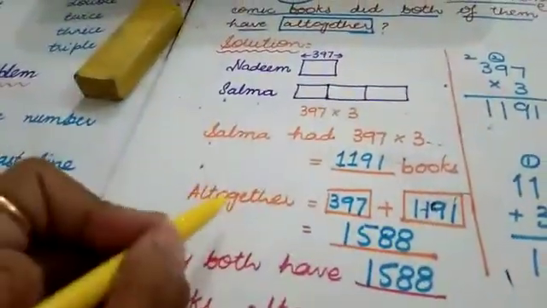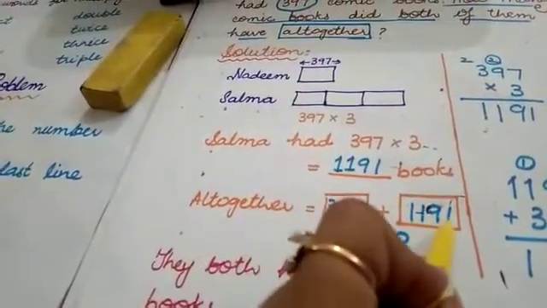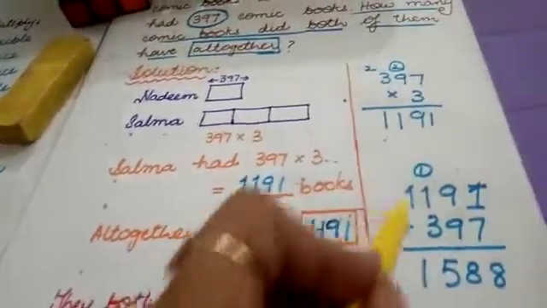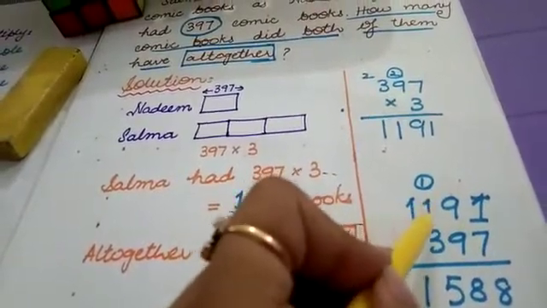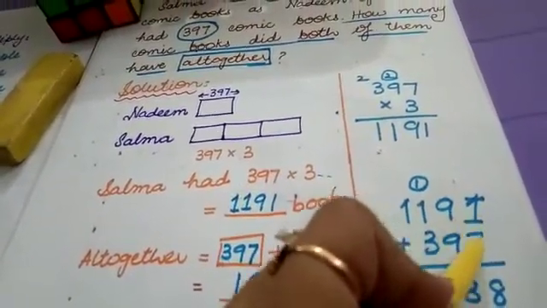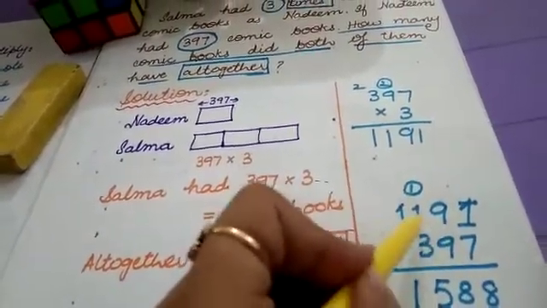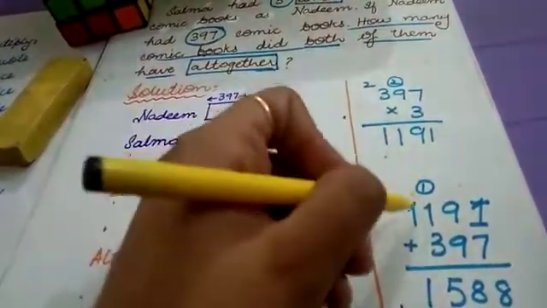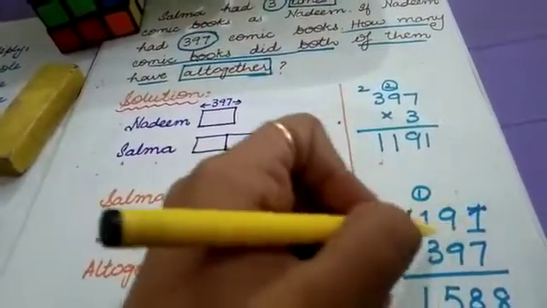Now altogether they have 397 plus 1191. It will be 1588. And here you have seen that I have done the working in the rough column and the working column. 7 and 1 is 8, 9 and 9 is 18. 1 will be carried, 3 and 1 is 4 and 1 is 5. And 1 will come here. And have you seen that I have put all the numbers in their places? Ones, tens, hundreds, thousands.